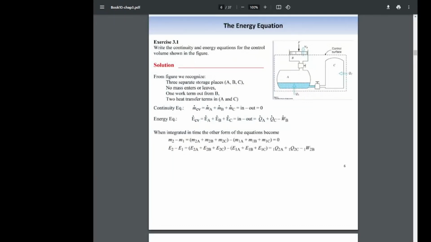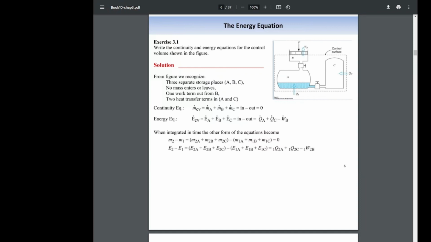So the next problem, we're going to look at writing the continuity and energy equations for the control volume as shown. With this control volume, there actually are 3 storage places or 3 subdomains that are part of this. Some of the other things to observe: work is out from B, we have heat coming into C, and we also have heat coming into A.